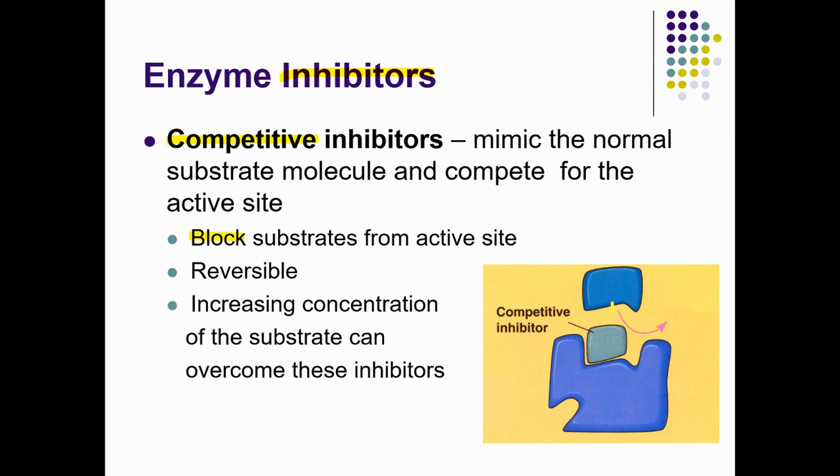So think about that lock and key thing. Sometimes you have a key that will fit into the lock, but it won't actually turn. Now, if that key is in the lock, can the real key get in? The answer to that is no. And so what a competitive inhibitor does is by having a similar shape, remember these are just molecules that just happen to come in contact. By having a similar shape, it can get in there and block the active site. If the competitive inhibitor is there, the substrate can't get in. So this is going to decrease enzyme activity.